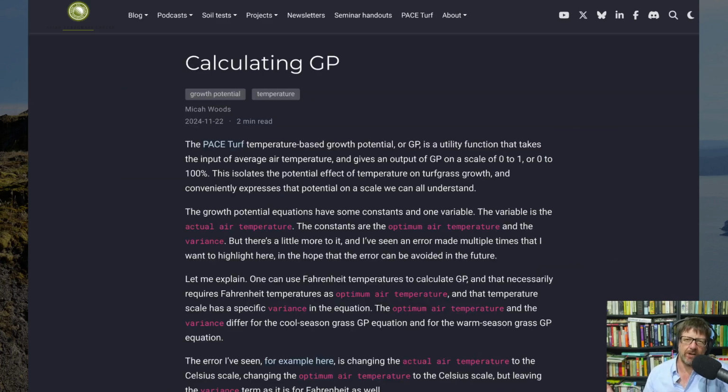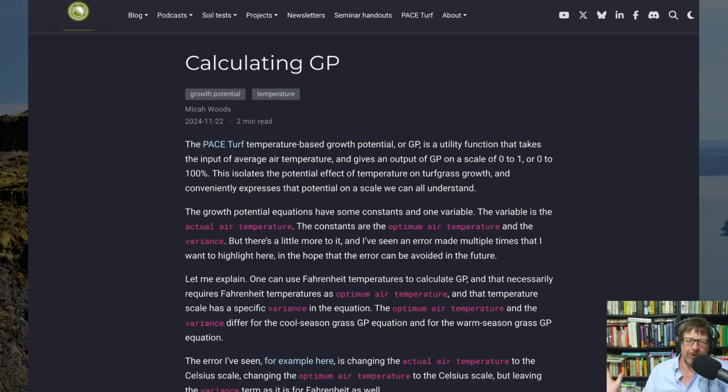But I want to talk here about the equation. And I don't show the equation. I try to avoid showing equations. Actually, I try to avoid talking about equations also. I'm going to explain it very nicely here. I'm going to explain it very clearly so you can understand where the error came from.